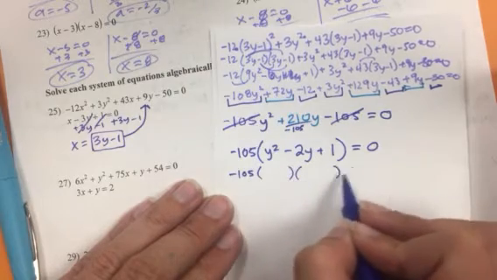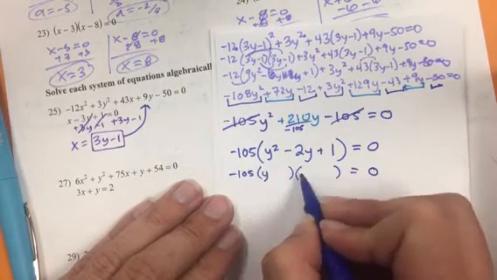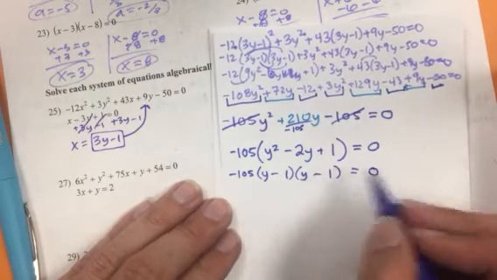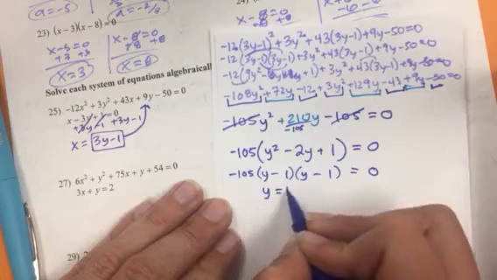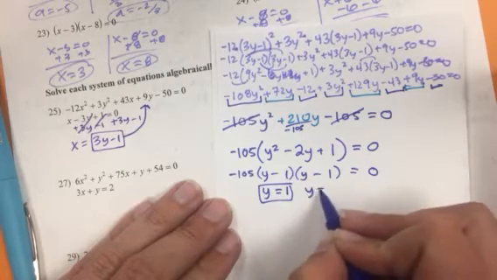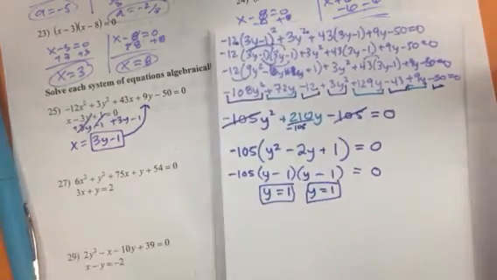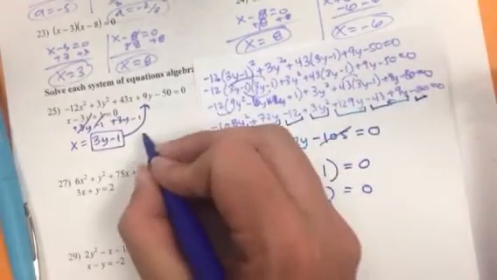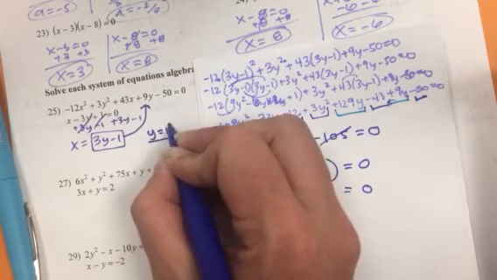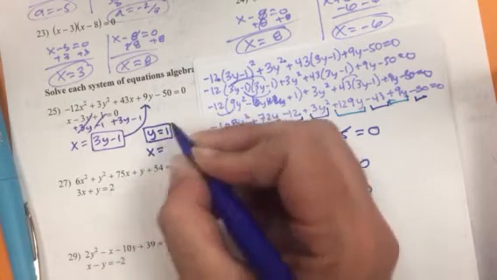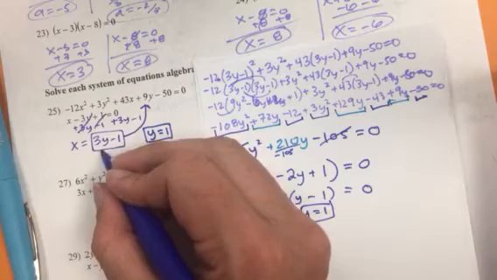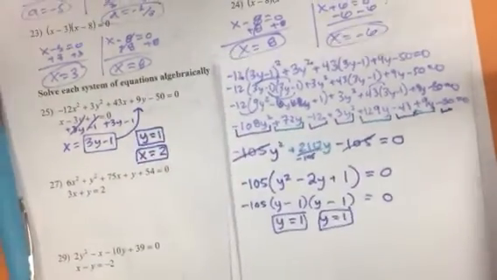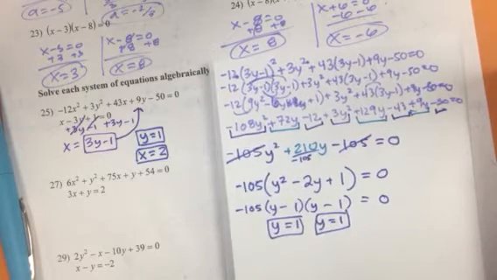I can factor that, y and y, 1 and 1. To get a negative 2, they're both negatives, which means y equals 1. That is why you need scratch paper, because it is insane. If y equals 1, that means x is equal to, I plug a 1 in, 3 minus 1 is 2. Holy crap, that was long.